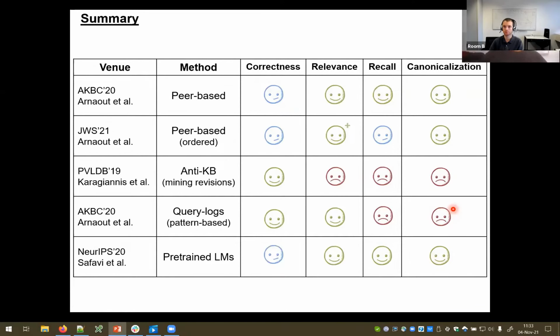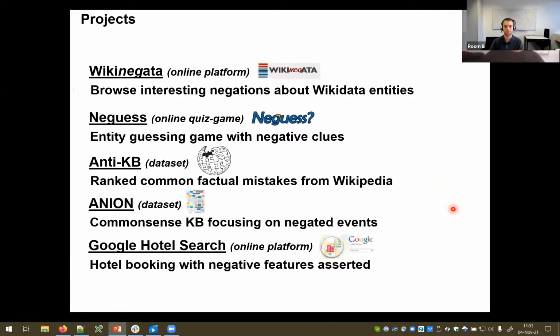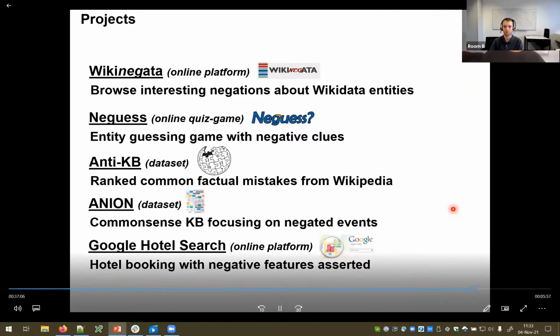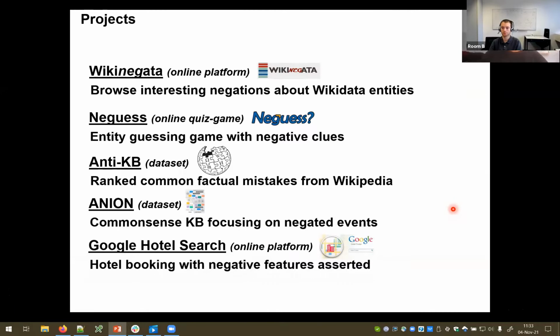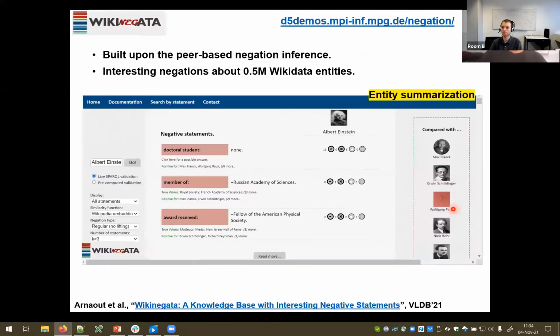So now that we discussed the approaches, let's go a little bit briefly over some of the projects, some of the resources that you can use, that have as their main focus finding useful negations in knowledge bases or unstructured information in general. And the first tool is Wikinegata.